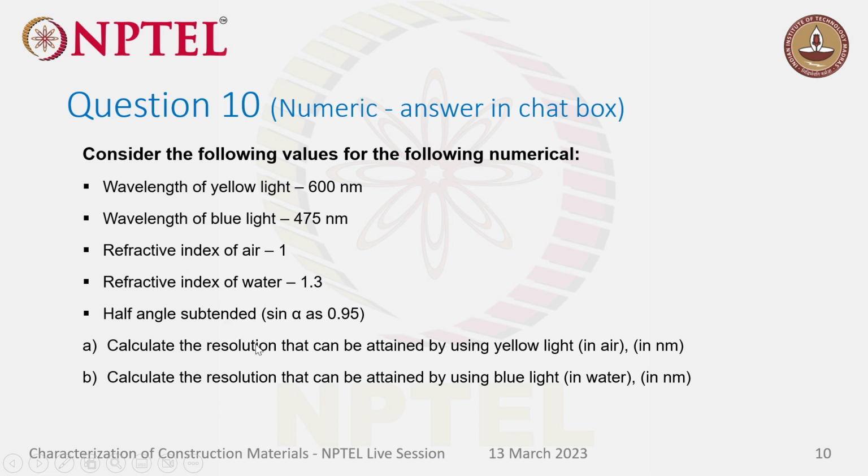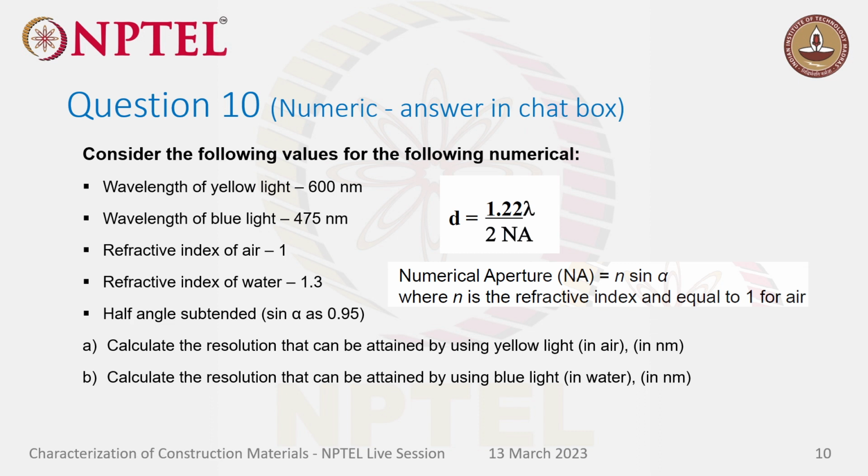You have to calculate the resolution that can be attained by using yellow light in air and then blue light in water. The values are given, and I'm helping you with the formula also. Resolution d is equal to 1.22 lambda divided by 2 times numerical aperture, and numerical aperture is nothing but refractive index multiplied by sine alpha. Then it's already given here, it's 0.95.